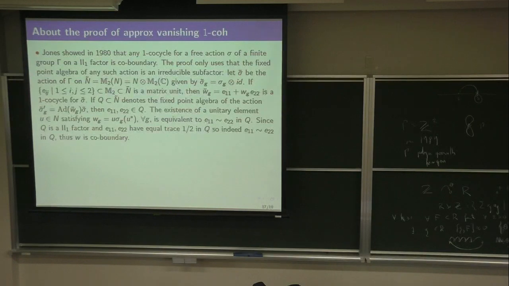Okay, I claim that this is a one cocycle for sigma tilde, and I let you check that, it's a triviality. Then I can construct this sigma g prime, which is the perturbation of sigma tilde with this one cocycle. This will be an action, because this is a one cocycle. So this is a true action. Its fixed point algebra is a trivial subfactor with trivial relative commutant.